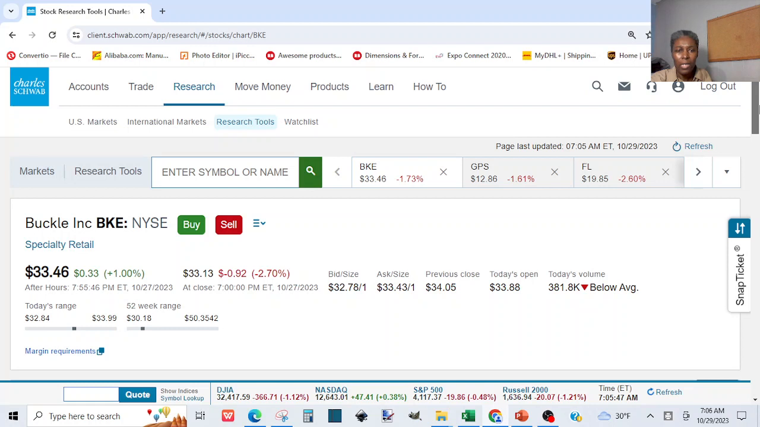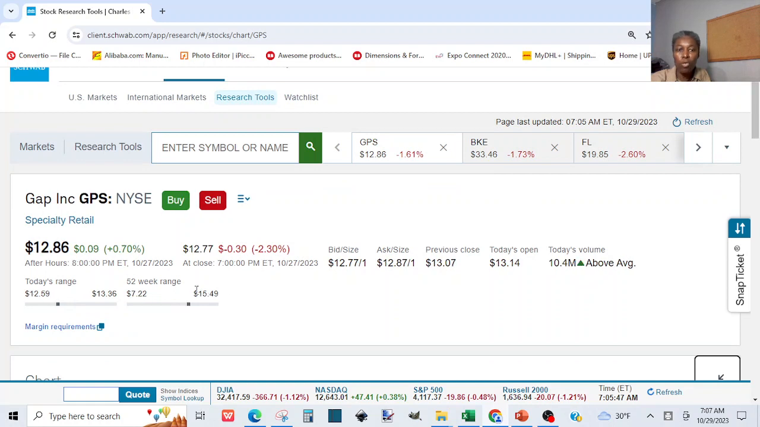But if you are wondering, should I buy now? If you are going to buy now, like buy one share to have in your portfolio, so that you don't have to go back to your spreadsheet looking for which one to invest in again. One share. Buckle is around the best time to invest in it, because it's close to the 52 weeks low range. The Gap, on the other hand, is close to the 52 weeks high range. Therefore, it is not the right time to buy the Gap.